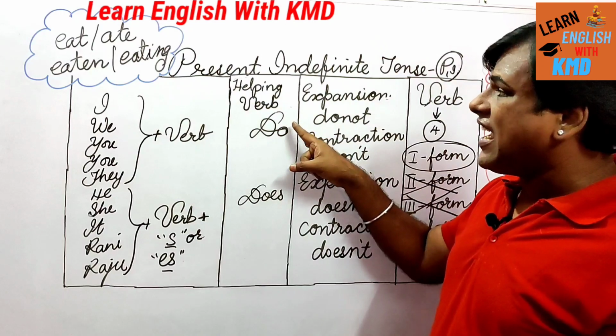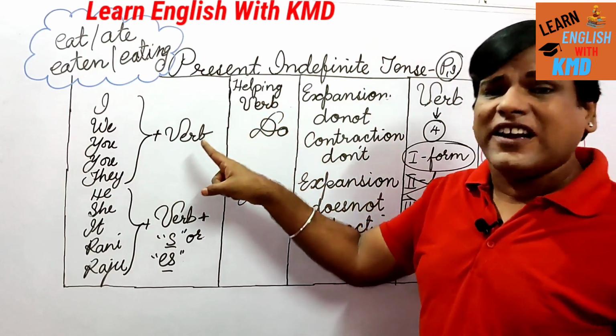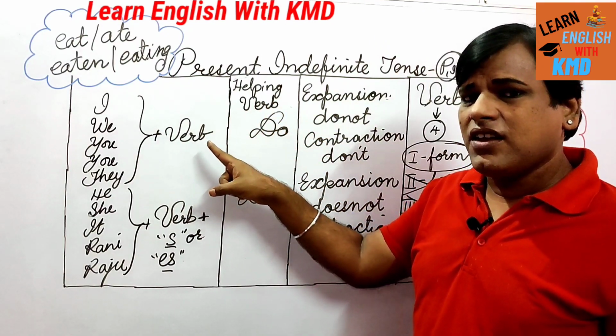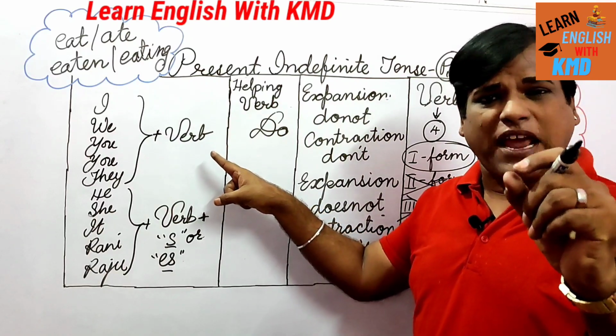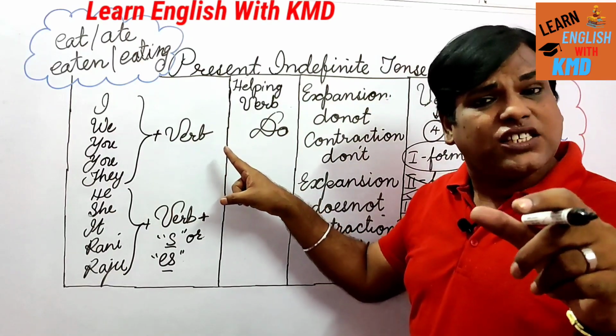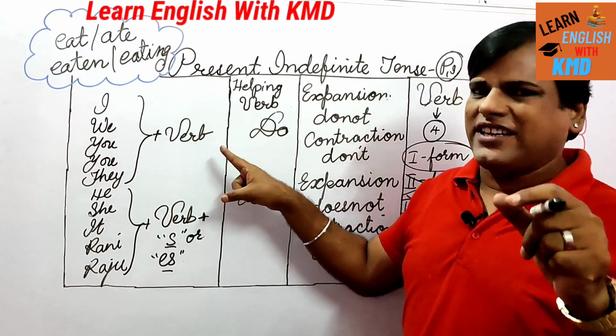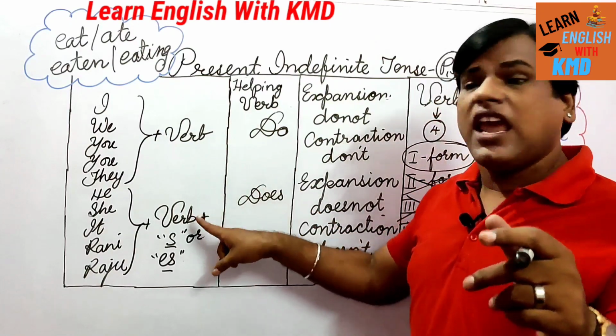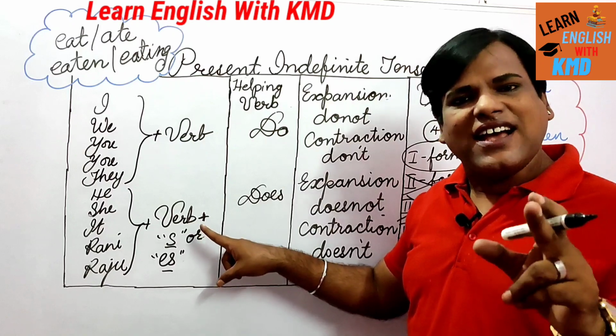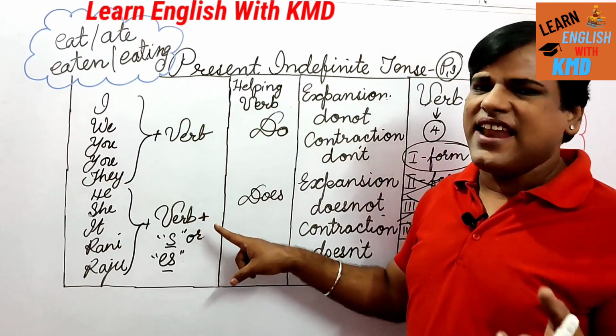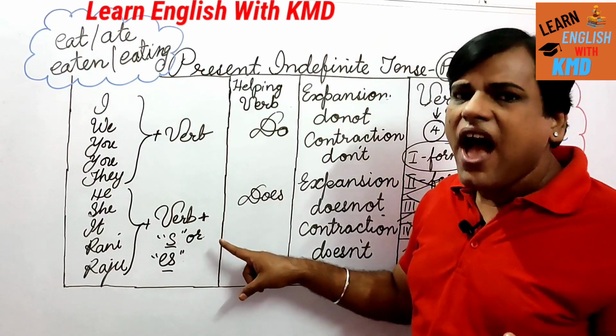Let's talk about the second concept here. Do you write a story? Question starts with the helping verb do. Do you write a story? Yes, I write a story. No, I don't write a story. Does he write a story? Yes, he writes a story. No, he doesn't write a story.